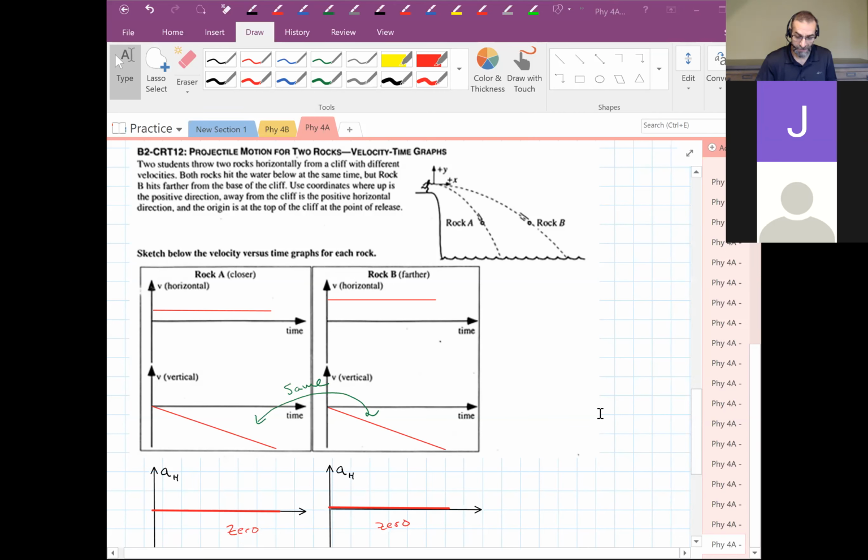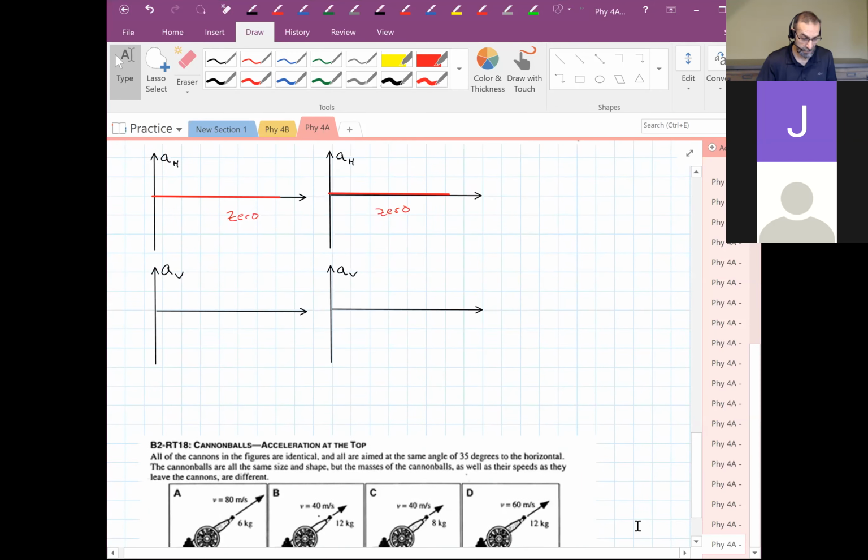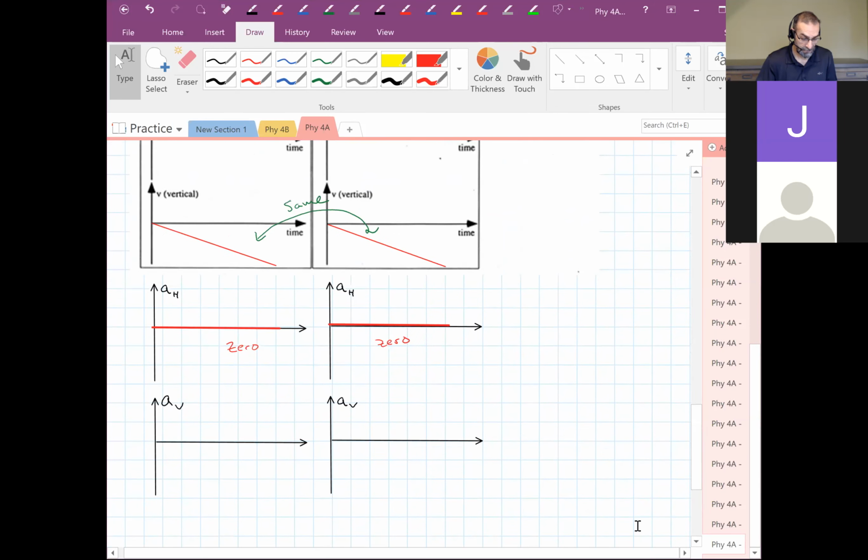And so that means, what does that mean? Let's do the next part of the problem. What's the acceleration? That means the acceleration is the same for both, right?